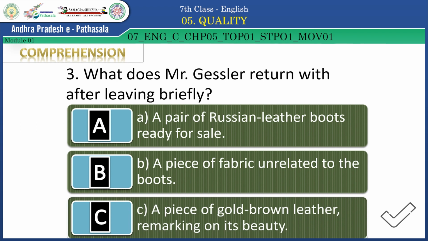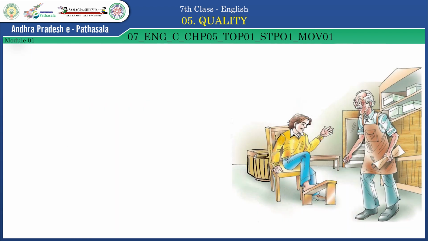The correct option is option C, a piece of gold brown leather remarking on its beauty. Let's continue with our story. In pages 74 and 75, we have interesting paragraphs. In these paragraphs, the narrator tells about their conversations with Mr. Jessler about a pair of boots.